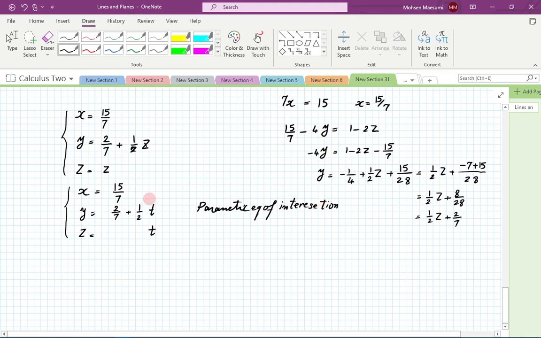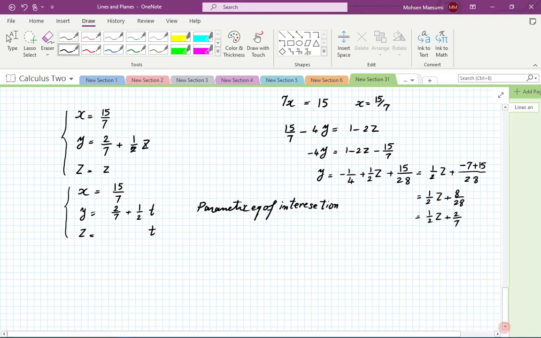Now in this problem, it so happened that there is no t here. What does that mean? It means x is a constant, and therefore your line has a fixed x all the time, and that makes the line parallel to the YZ plane. Okay, if x is a constant, it means your line is parallel to the YZ plane. So we practiced this concept as well.